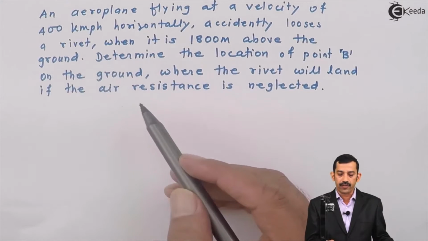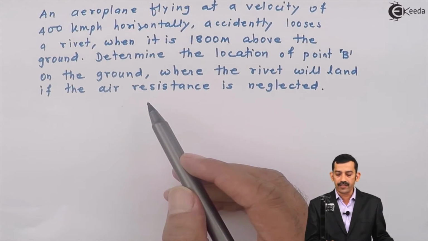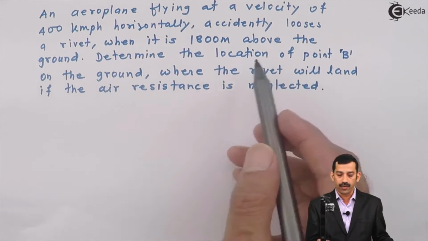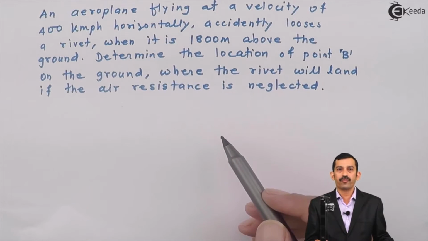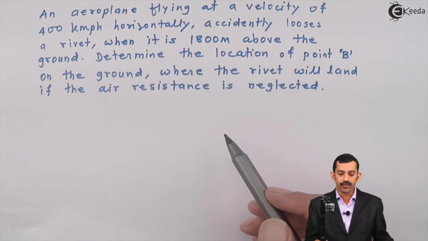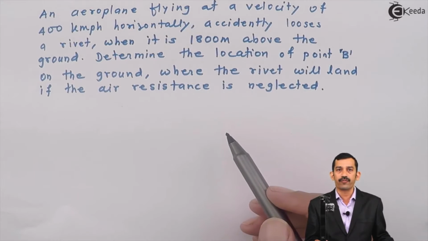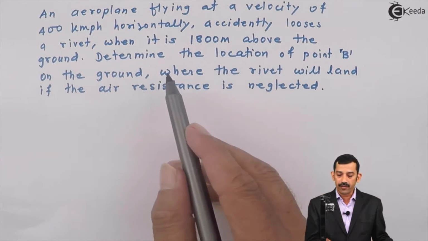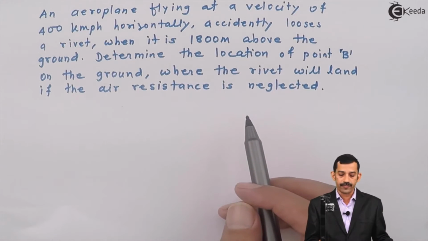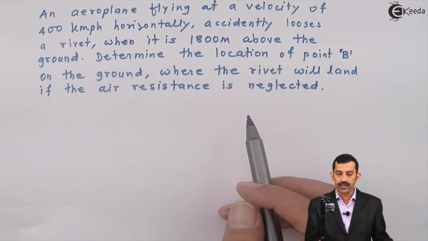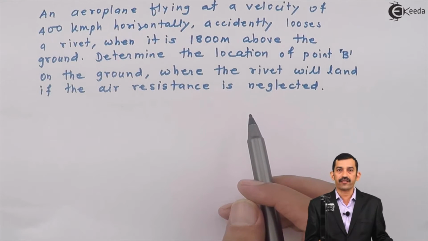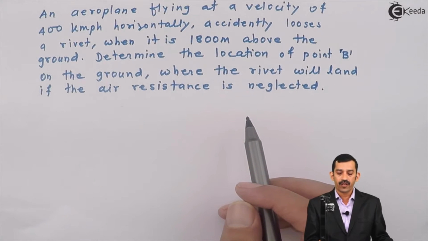Accidentally it loses a rivet when it is 1800 meters above the ground. That means when the plane is flying with this velocity of 400 km per hour, it accidentally loses a rivet when the plane is 1800 meters above the ground. Determine the location of point B on the ground where the rivet will land if the air resistance is neglected.